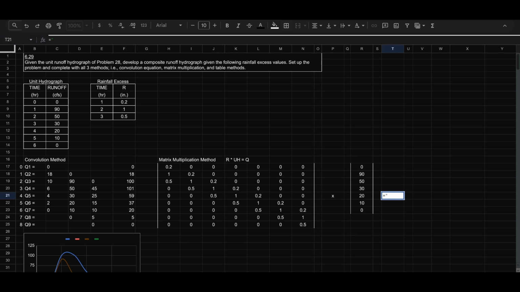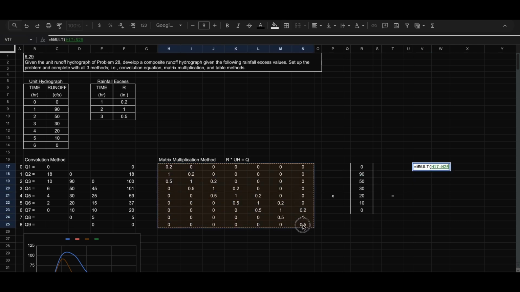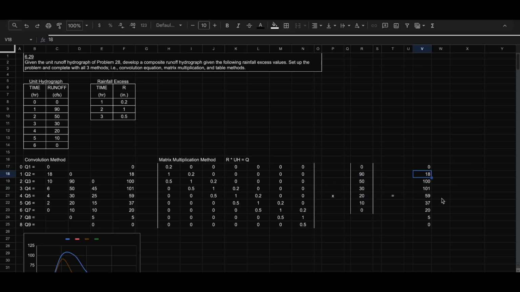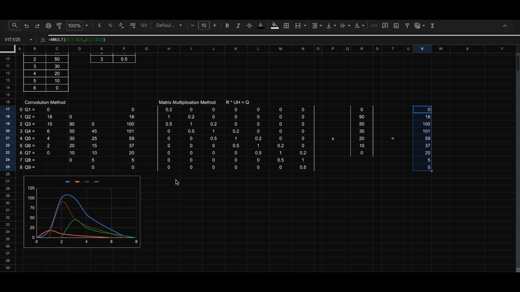All we need to do is multiply those matrices. So the formula is matrix multiplication, MMULT, and we grab the first matrix, comma, the second matrix, and we get these values. And if you notice, these values are exactly the same as the ones that we found with the convolution method. The only difference with this method is that you can just plot the final hydrograph. It's much harder to plot each individual hydrograph as we did on that method.